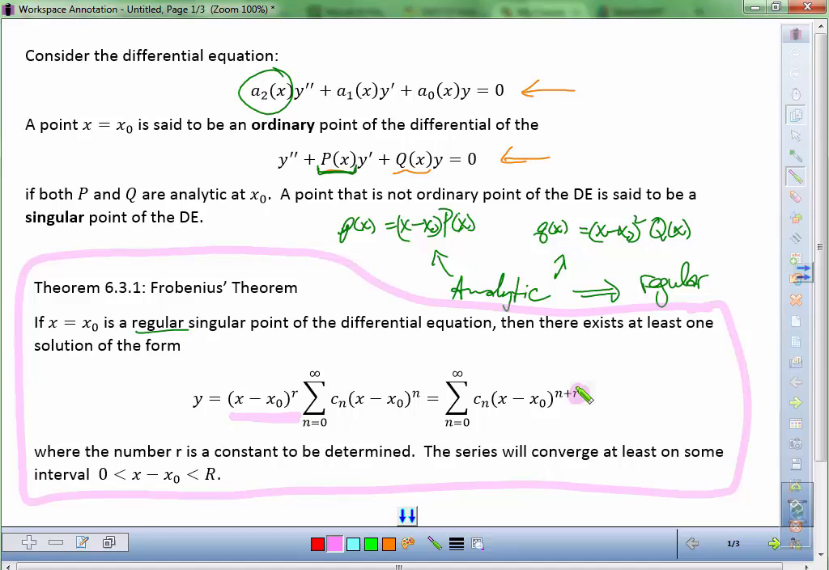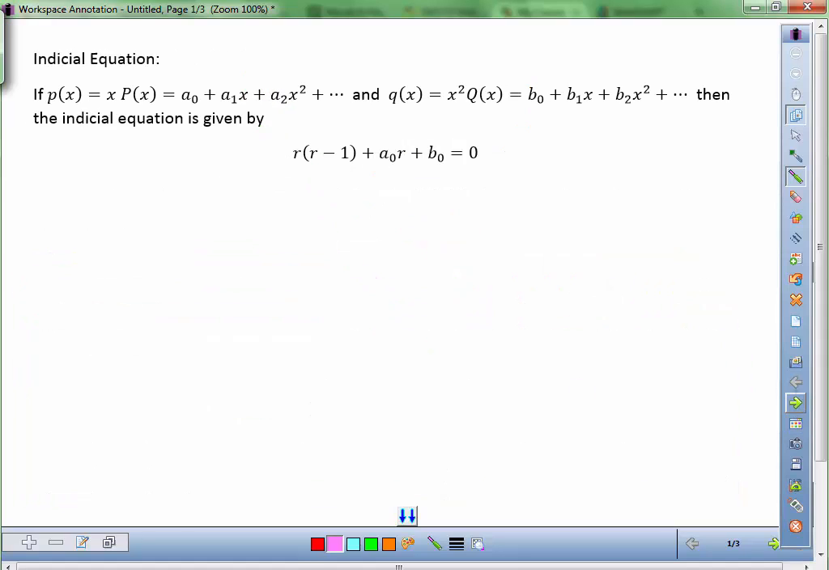equation. Frobenius' theorem is a power series that introduces another variable R, and what we need to do is find that R. After finding that R, we're going to break this up into different cases again, and those different cases are going to depend on what R is, and that'll help us find our solutions. So the equation that I was trying to refer to is called the indicial equation.